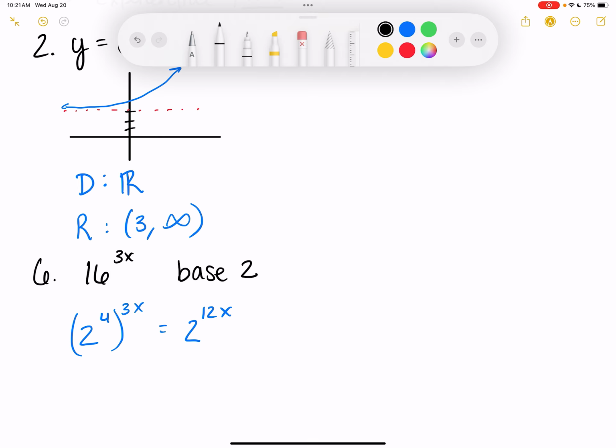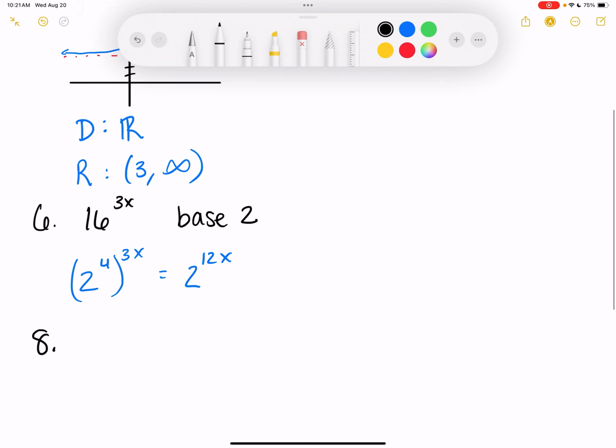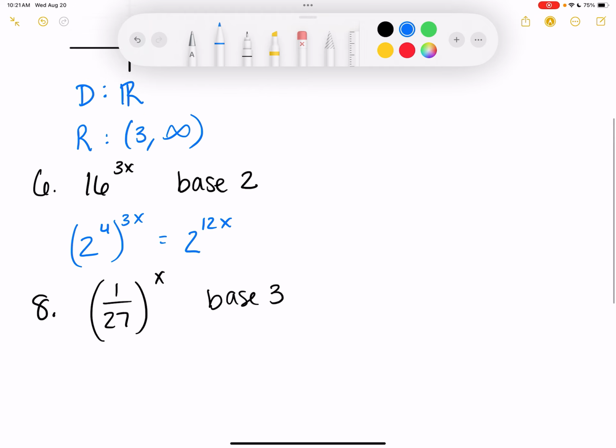Now, if we have number 8, where it is 1 over 27, all raised to the x. Any idea what I might need to do with that to get it in base 3? I have a negative exponent. Yep, negative exponent. So this would be 3 raised to the negative 3, all raised to the x. If you want to just go ahead and do it as 3 to the negative 3x, obviously that's fine too.